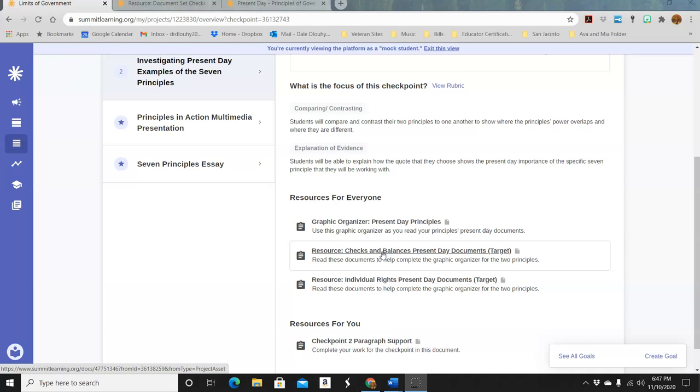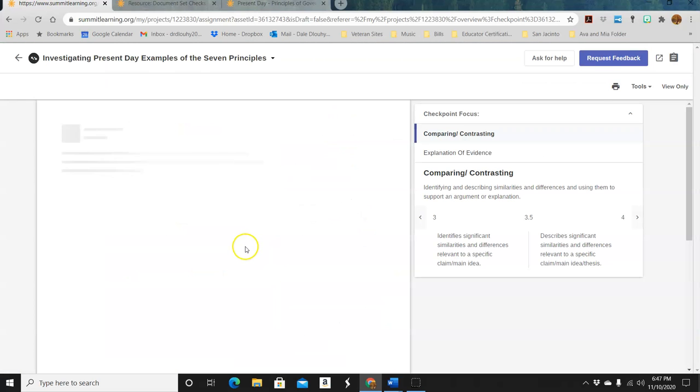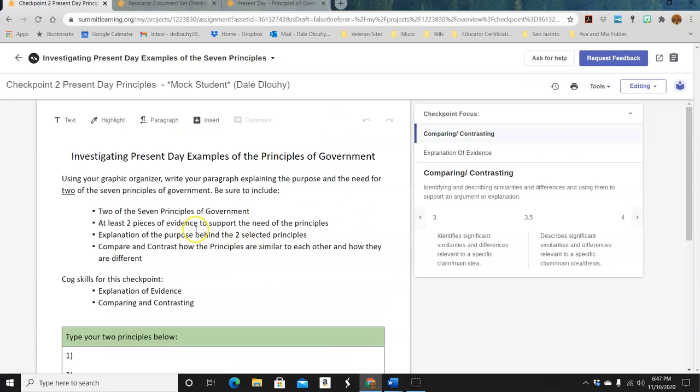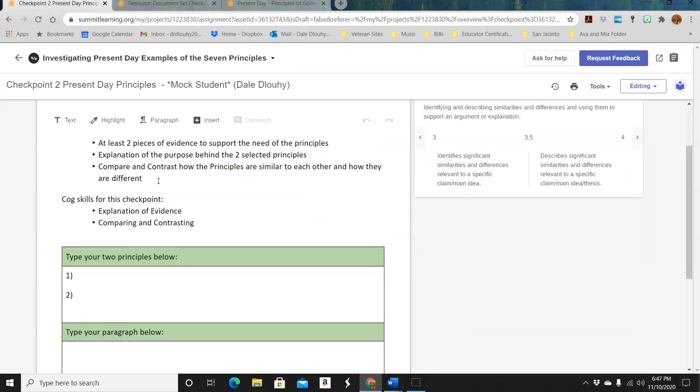Before we do that though, let's see exactly what you have to do for this checkpoint. It looks just like the first checkpoint. The difference is that you're going to have to explain why we need these principles using real world examples. You're going to need one paragraph for checks and balances, and another one for individual rights. And you're going to be using your graphic organizer to construct your sentences.